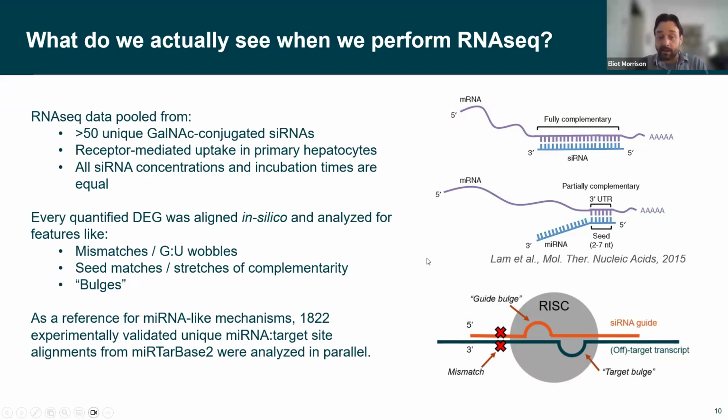As a second reality check, we wanted to check what was possible, kind of get the distribution of these features for validated microRNA targets, because we hoped that this would give us, again, kind of a reality check about what is possible and what isn't possible in a microRNA context. And so to do this, we took 1,800 experimentally validated microRNA target sites from MIR-Tarbase, and we performed the same analysis in parallel to look for these different features.